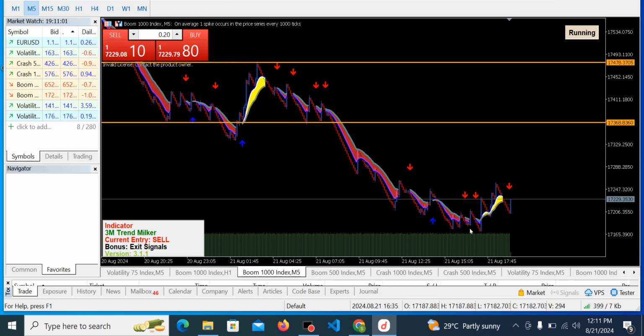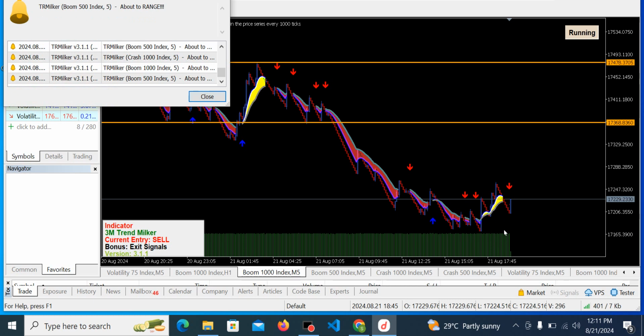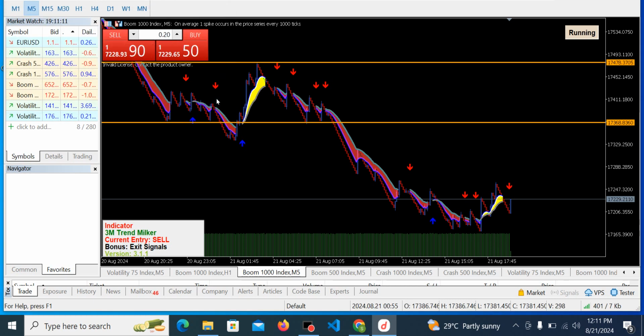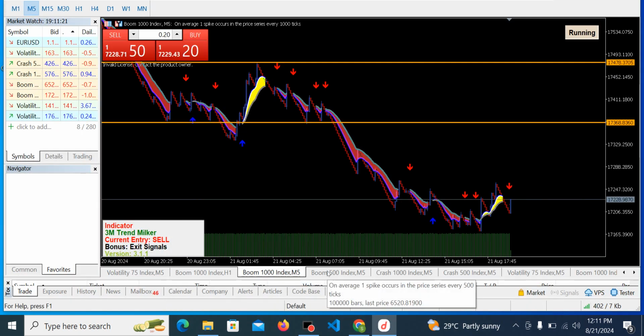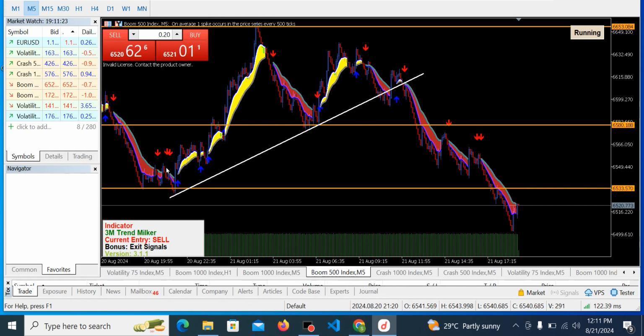And of course it has gotten to this support zone, and it has not been able to break out from there. So it's most likely to go back on a buy trend, but if it breaks out below this support zone, it will keep on selling. So we are most likely to have more of a buying opportunity if it does not break out from that support zone. Okay, so quickly let's go to the next asset, which is going to be Boom 500.